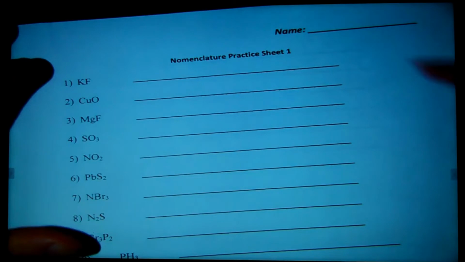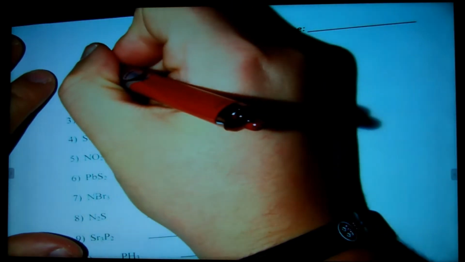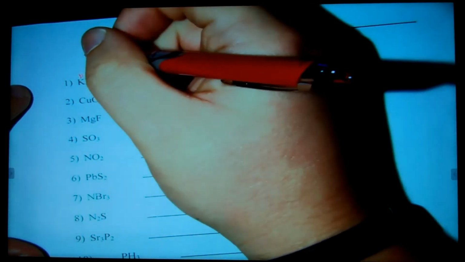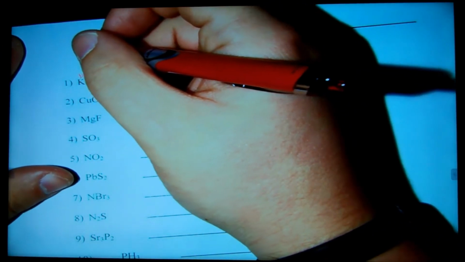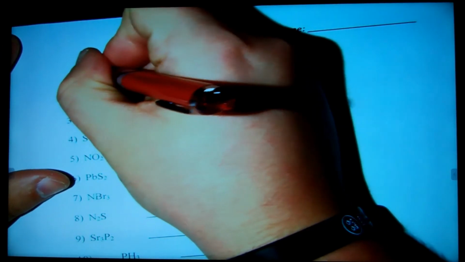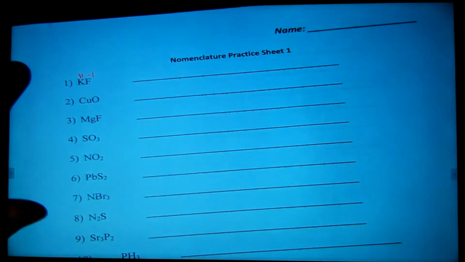So what charge is on potassium? +1. What charge is on fluoride? -1. Okay, I just did that to check, to see if y'all can get the charges.